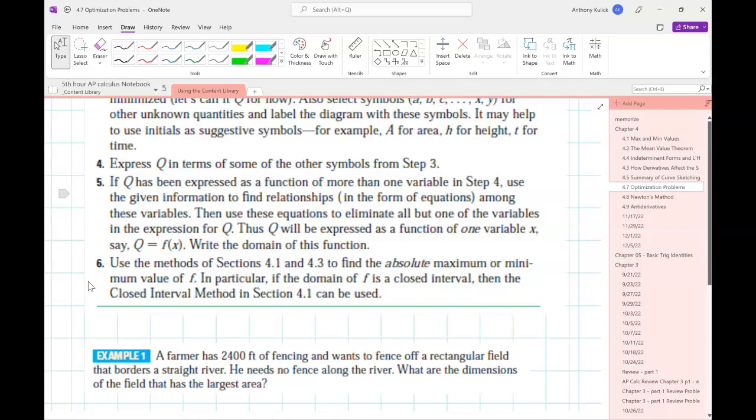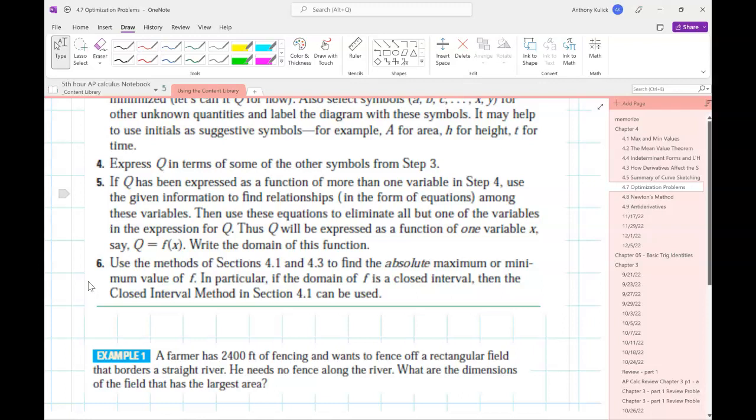If Q has been expressed as a function of more than one variable in step 4, use the given information to find relationships in the form of other equations among these variables. Then use these equations to eliminate all but one of the variables in the expression for Q. Q will be expressed as a function of one variable, say x, so you'd have Q equals f of x, and then write the domain of this function.